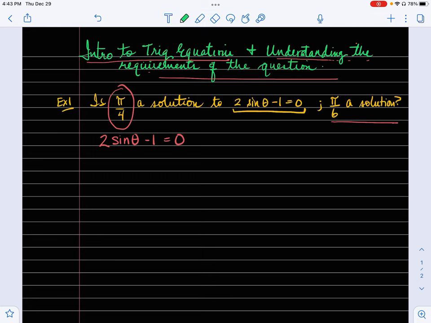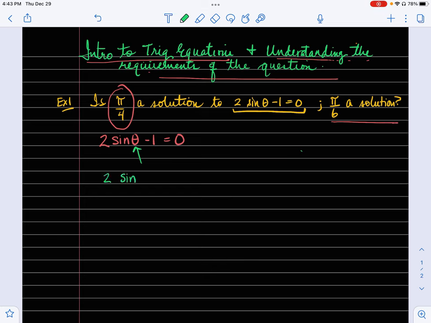All I have to do is plug in pi over 4. Now the unknown in this equation is theta. Usually in our other equations, if I had 2x minus 1 equals 0, in algebra, we know the unknown is x, and we work out the equation to find the value of x. In this case, the unknown is theta. The angle is what we have to find. So let's go ahead and plug it in.